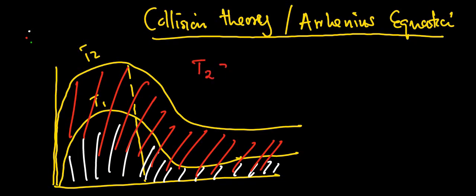So provided T2 is greater than T1, meaning the reaction is faster at T2 as compared to T1, the Arrhenius equation suggests that we can actually get the activation energy if we know the 2 temperatures and the rate constant at each particular temperature that you are given.